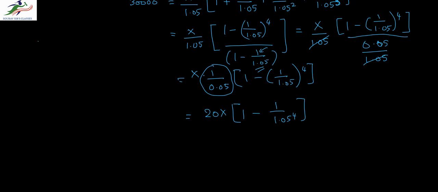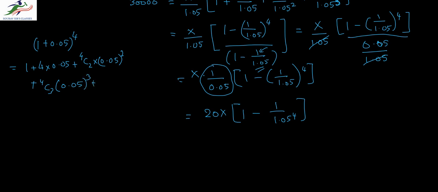Now we know that 1.05 can be written as 1 plus 0.05, and this whole to the power 4, if I expand it binomially, will give me 1 plus 4 into 0.05 plus 4C2 into 0.05 whole square plus 4C3 into 0.05 whole cube plus 4C4 into 0.05 whole to the power 4.